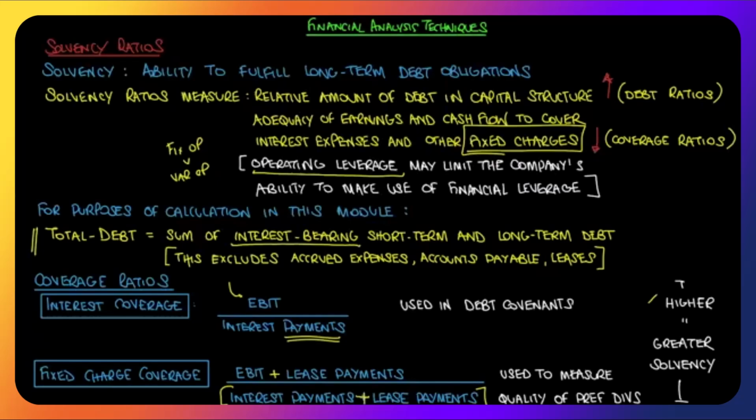Interest coverage, your absolutely basic debt covenant ratio that they look at. Fixed charge, if you've issued preferred stock, often used to measure the quality of the preferred dividend. The quality meaning the risk attached to it. Because this covers every single other fixed payment they're making. What have you got left? How safe, if you like, is that preference dividend?